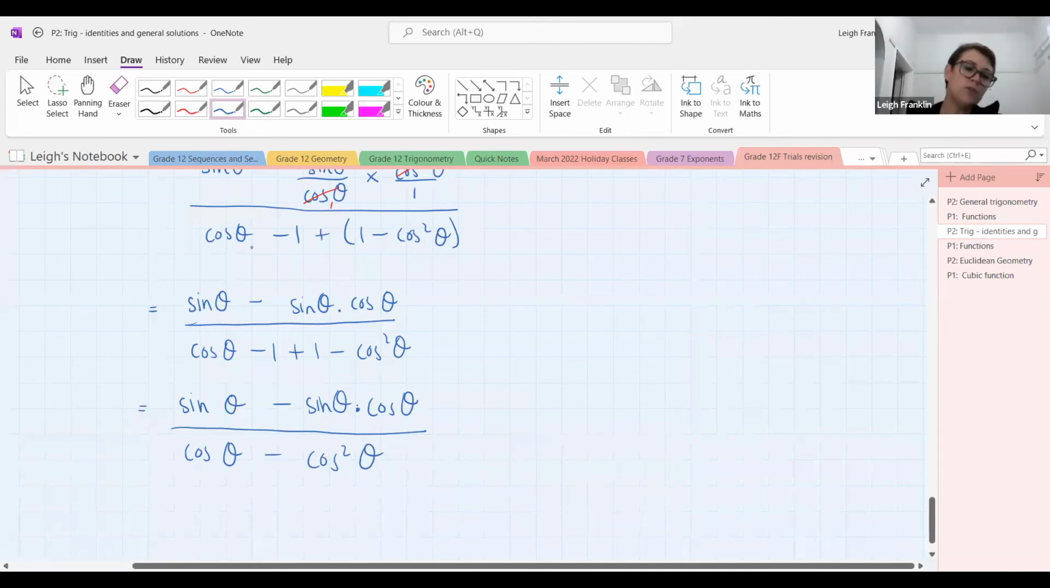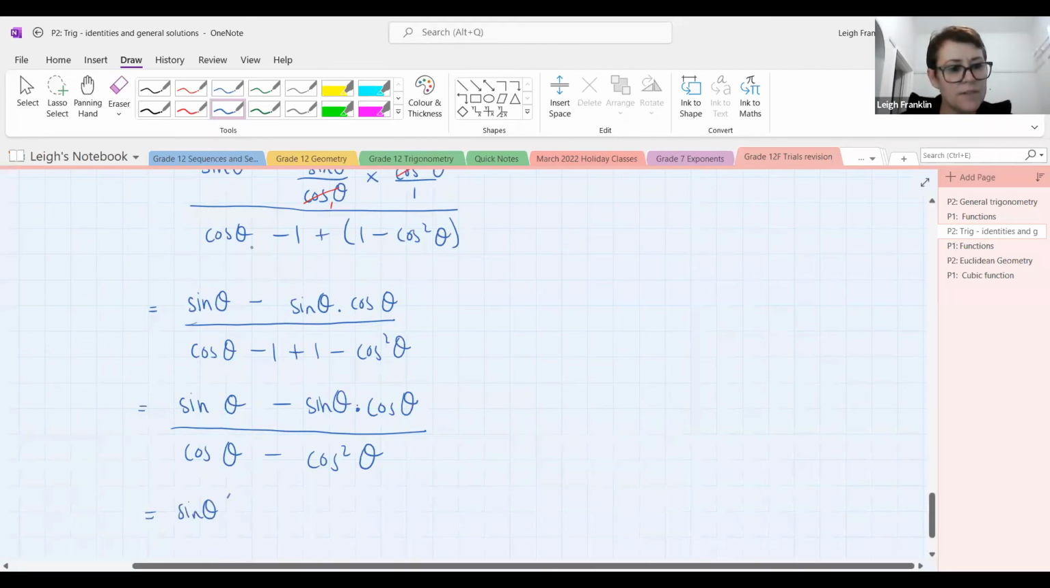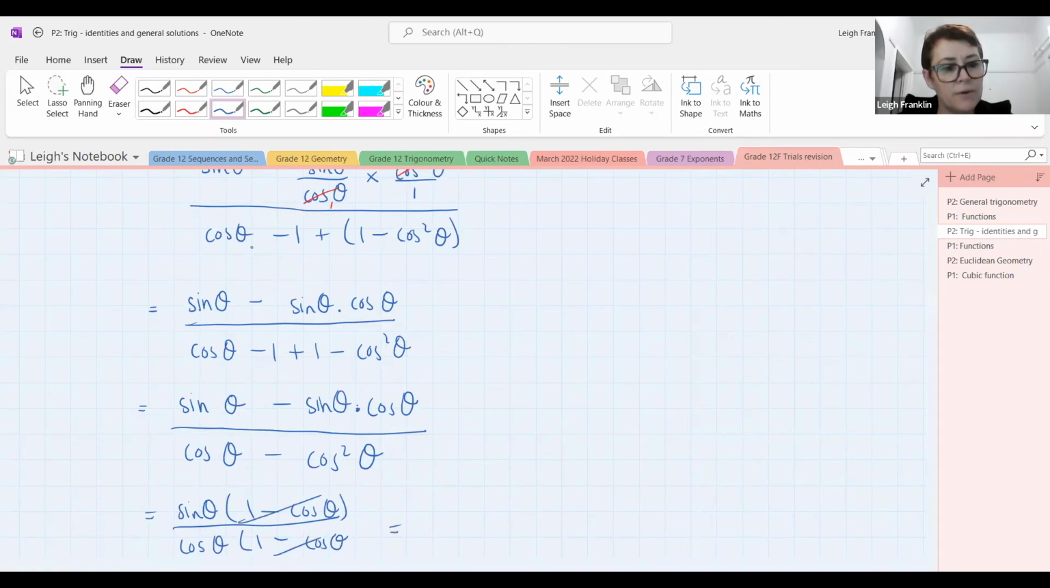All right, and then we would just do what we had done before, where we would need to factorize, et cetera. So we would have taken out the sine theta at the top, we would have taken out the cos theta at the bottom, cancelled down, and ended up with the same thing, sine theta over cos theta, which gives us tan theta.